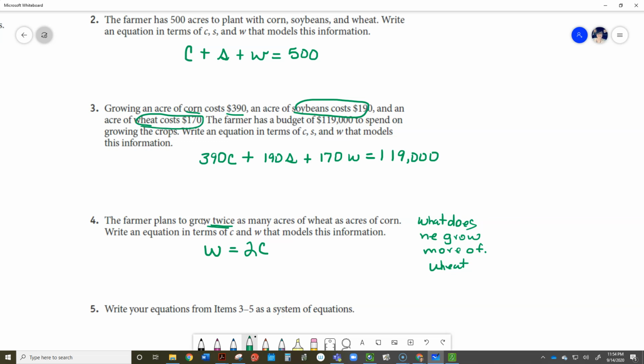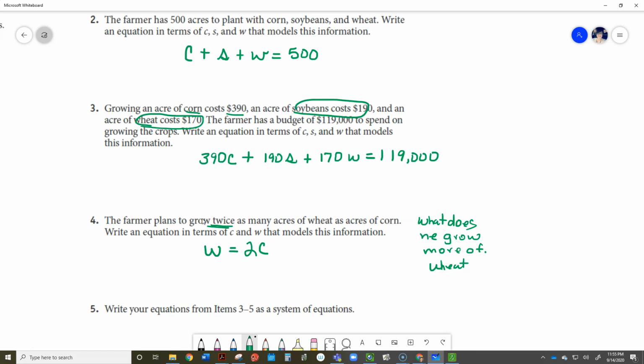The farmer plans to grow twice as many acres of wheat as he grows corn. So if I tell you he grows 4 acres of corn or 40 acres of corn, he's going to grow 80 acres of wheat. So you take the amount of corn that he grows, you double it, and you'll know how much wheat he has. You can do it the other way, and take the amount of wheat that he has and halve it, and that equals how much corn, but this way always works better. Figure out what he grows more of, and that's the variable that's isolated, and then you do whatever it says right here to the smaller variable.